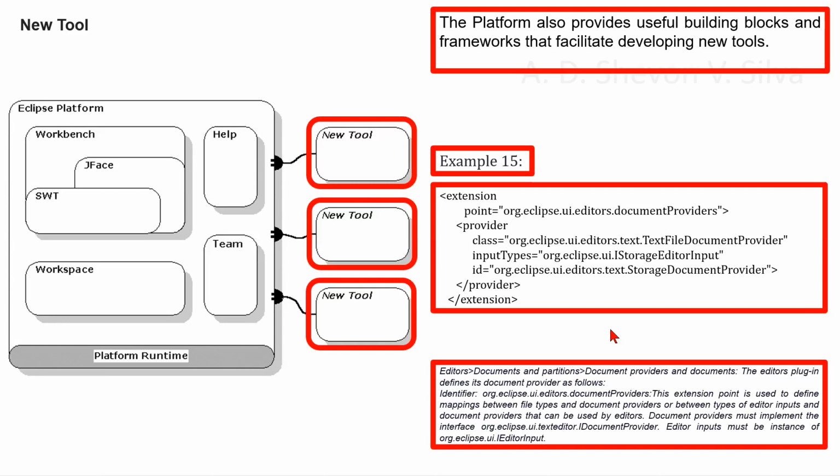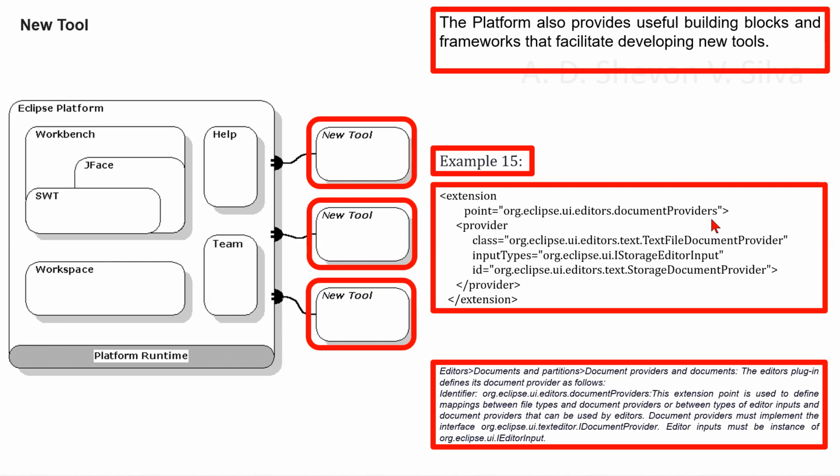Now we are considering document providers, documents, and partitions in editors. The editors plugin defines its document provider as follows. Identifier org.eclipse.ui.editors.documentProviders. This extension point is used to define mappings between file types and document providers, so between types of editors, editor inputs, and document providers that can be used by editors.